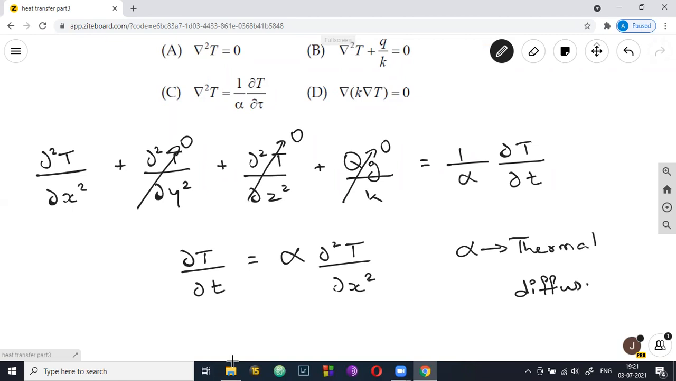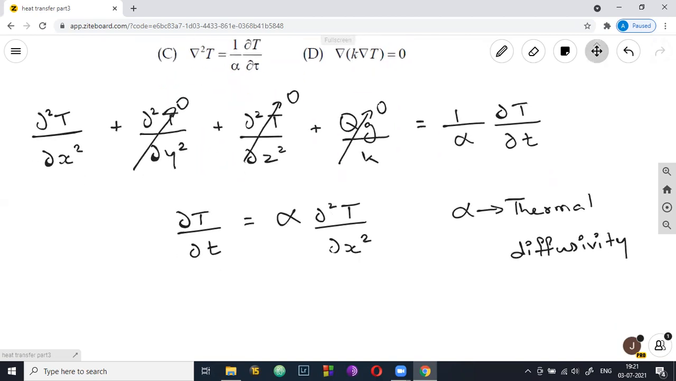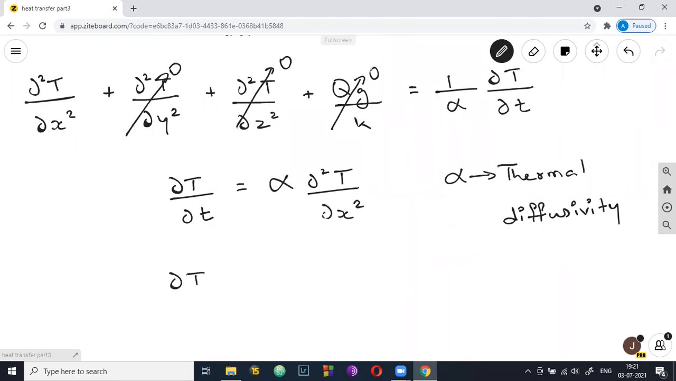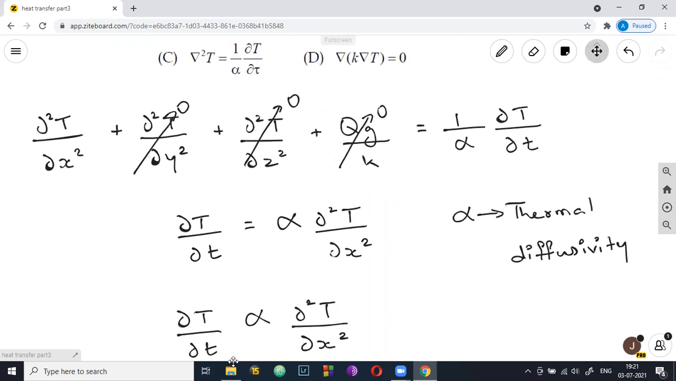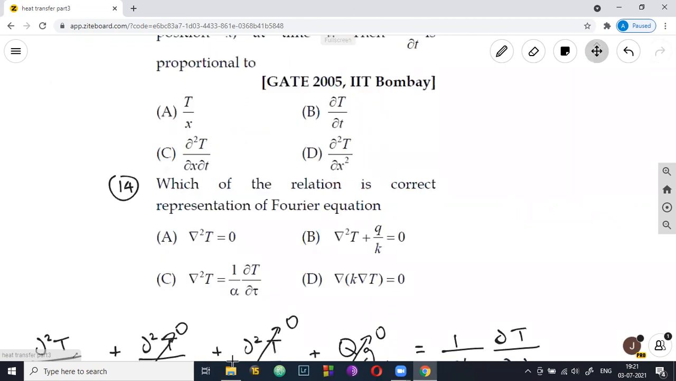Alpha is known as thermal diffusivity. That's a material property, so you can neglect that. So our requirement is, what is the proportionality idea then? Dou T by dou small t is proportional to what? Dou square T by dou x square. So that is what they have asked me. So what is the correct answer? Answer is option D. So dou capital T by dou small t, where small t stands for time, is proportional to dou square T by dou x square.